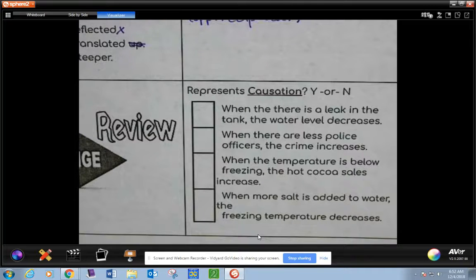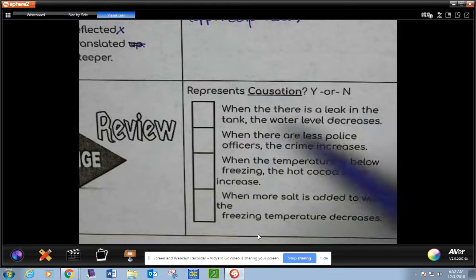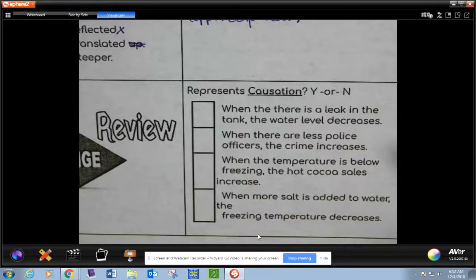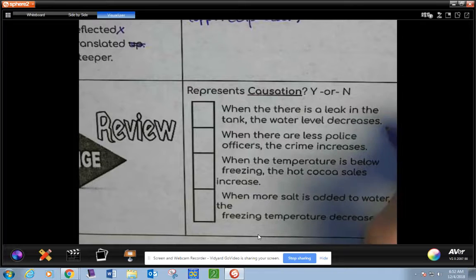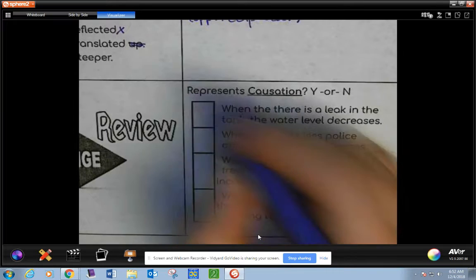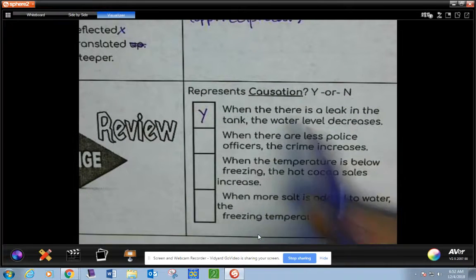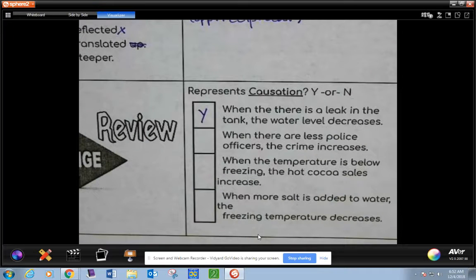So there is a tricky one on here, so you have to know your science, but I can help you out on that one. Okay, first one. When there is a leak in a tank, the water level will decrease. So you have to look at this and say, hey, if my tank is leaking, what's going to happen to the water? Well, the water will decrease. So this is causation. We call this yes. If there's a leak, the water is going to go down.